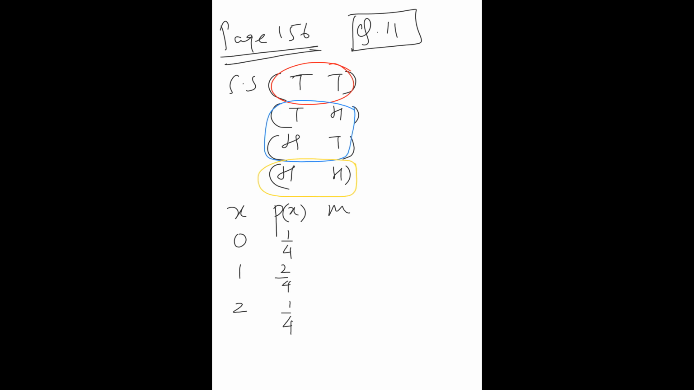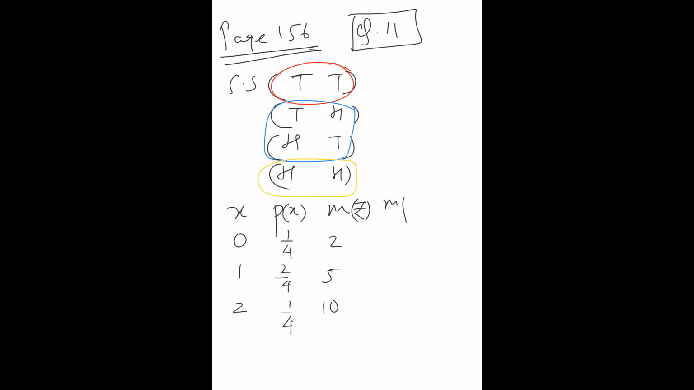So a monetary value is assigned. If you read the problem clearly, M is the monetary value. He wins rupees 10 if two heads appear. So this is in rupees. He wins rupees 2 if no heads appear, and he wins rupees 5 if one head appears. So this is the data which is given to us. Now they are asking the expected value and the variance of the winning amount. So this problem is slightly different.